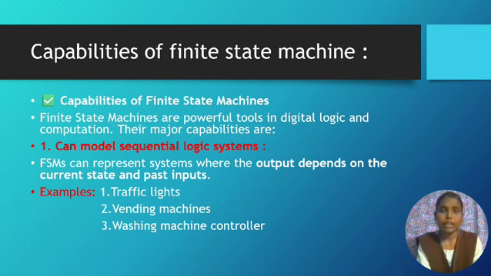And we have to discuss the capabilities of finite state machines. Capabilities of finite state machines. Finite state machines are powerful tools in digital logic and computation. Their major capabilities are: number 1, can model sequential logic systems. That means finite state machines can represent systems where the output depends on the current state and past inputs. For examples, traffic lights, vending machines, washing machine controller.